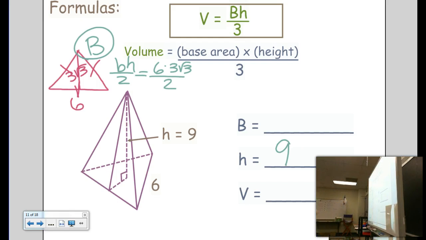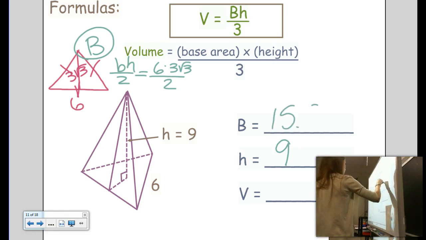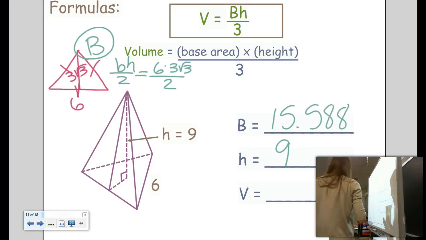So what do you get when you plug that in? 6 times 3√3 divided by 2. There we go. So 15.588. Where did we get that? We did 6 times 3 root 3 divided by 2. That's base times height divided by 2. That's how you find the area of a triangle.